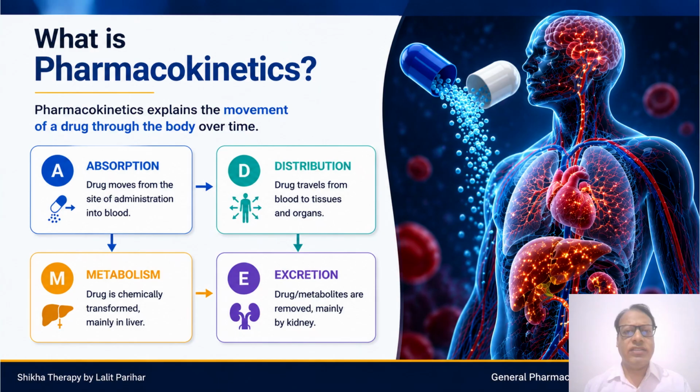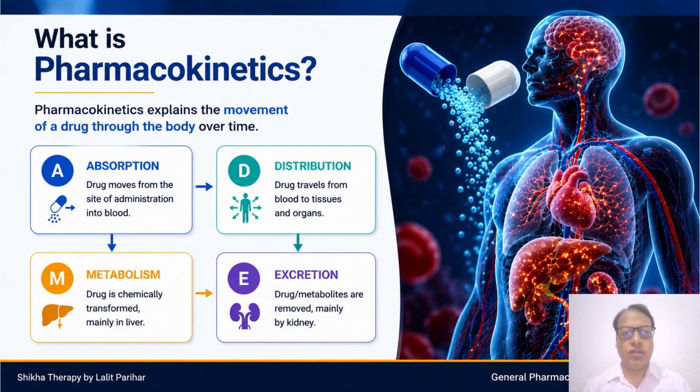First, let us understand what pharmacokinetics is. Pharmacokinetics explains the movement of a drug through the body over time. We can understand this movement through four basic steps. First is absorption. In absorption, the drug moves from its site of administration into the systemic circulation. Systemic circulation means blood circulation.